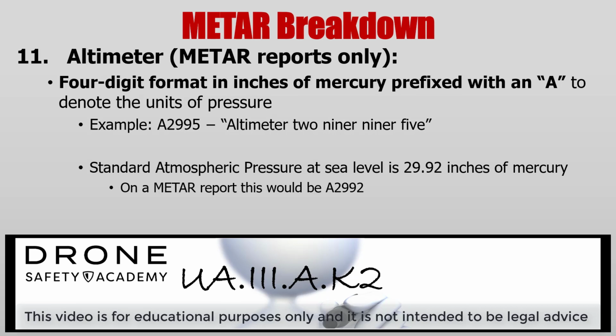All right, we're almost there. This is the altimeter. It is a 4-digit format in inches of mercury prefixed with an A to denote units of pressure. In this example, we have A29905, which means altimeter 29905. We know that standard atmospheric pressure at sea level is 29.92 inches of mercury. On a METAR report, this would be listed as A29902.